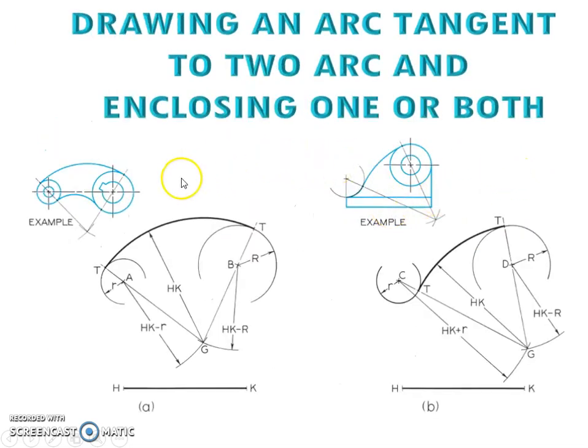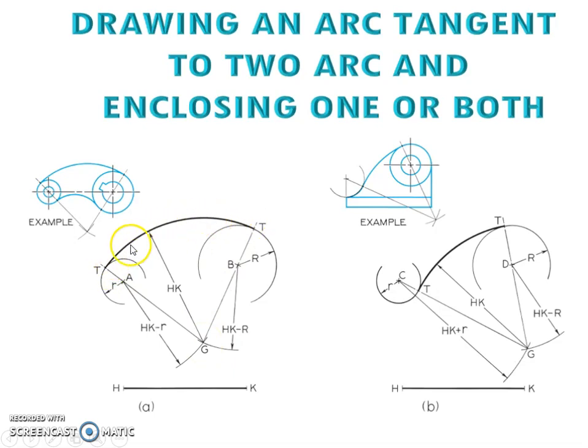Okay, so this is the most important thing. How do you draw an arc tangent to two arcs and enclosing one or both? For example, like this one, you will have to make a connection on the tangent point between this circle and this circle. So how do you find the center point for this arc?